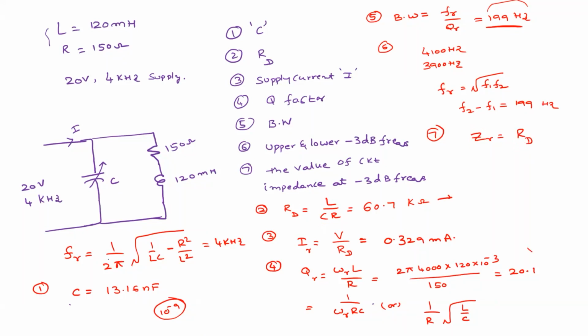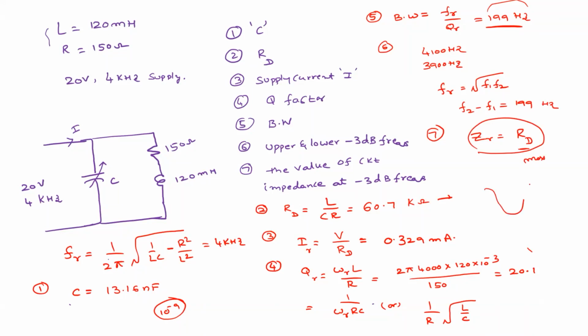This ZR is equal to RD, right? You understood? Yes, sir. This is the maximum resistance. In a parallel resonant circuit, the admittance is minimum. That means the impedance is maximum. So this is the maximum possible impedance, right?